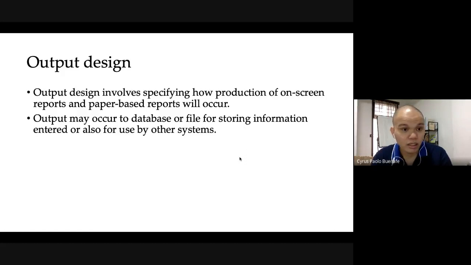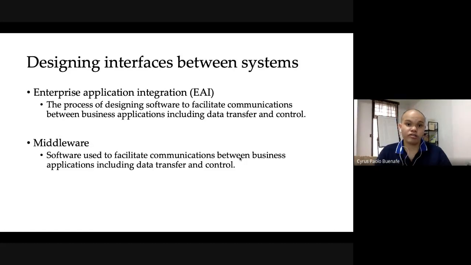Now, specific to interactions between systems, if you have a system and you want that system to interact with other systems, then we go into the realm known as EAI, or Enterprise Application Integration. It's the process of designing software to facilitate communications between business applications, including data transfer and control.